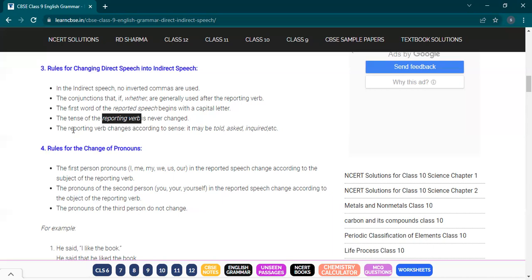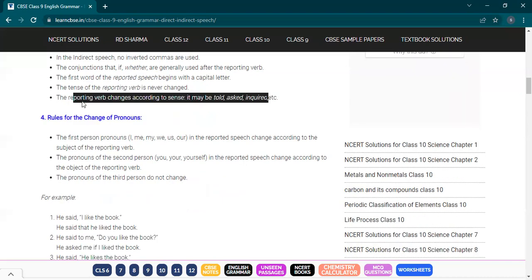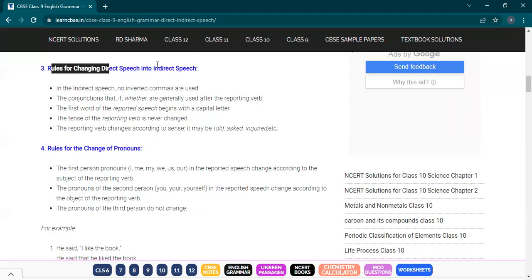Next is the reporting verb changes according to the sense. Fine. So you have to perceive that whatever is written before inverted commas, you have to use told, asked, inquired, said, etc. That depends upon what is there inside the inverted commas. Okay. You will easily figure that out. There is no need to worry about that. Is it clear? Are the basic rules clear to everyone? These basic rules are clear.